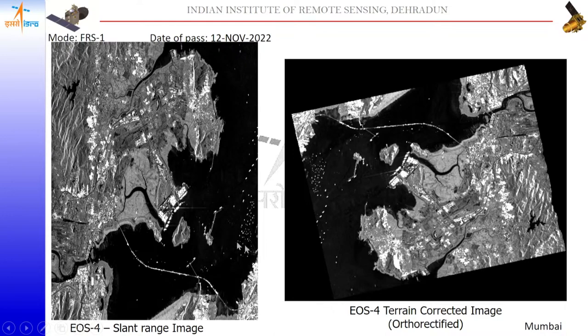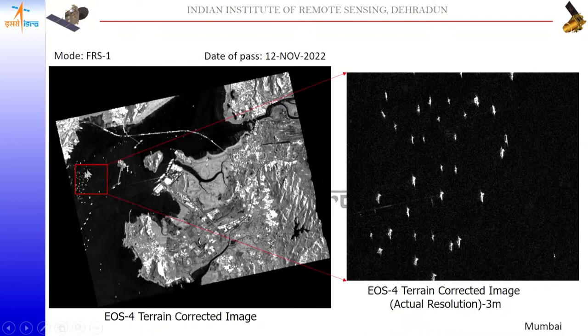And this is a ship. So this is the slant range image, and this is the terrain corrected image, and this is the actual resolution, 3 meter resolution. You can see the ships in the terrain corrected image.